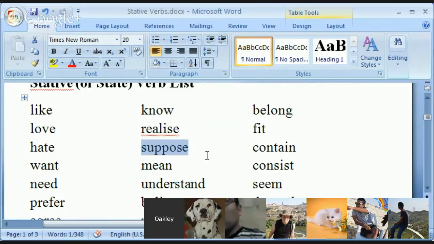All right, very good. Can anybody in the class think of is it possible to use suppose in a dynamic way? I don't really think so. It sounds very, very odd. All right, so very good. How about Ahmed? How about contain?